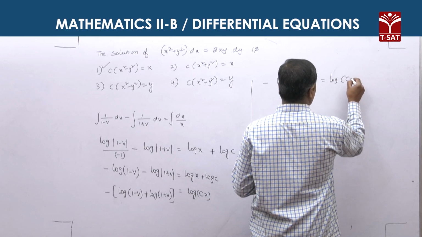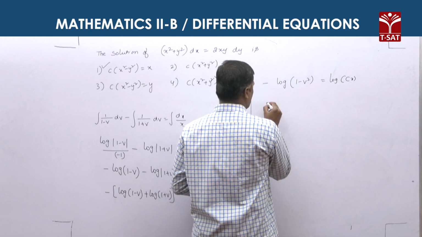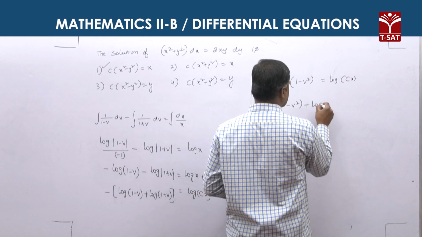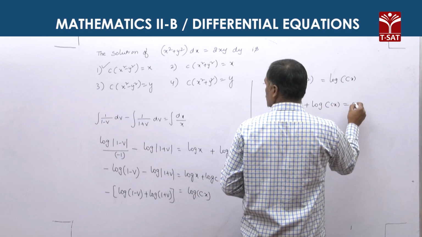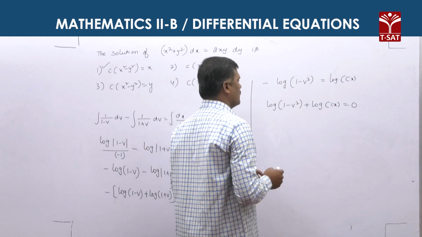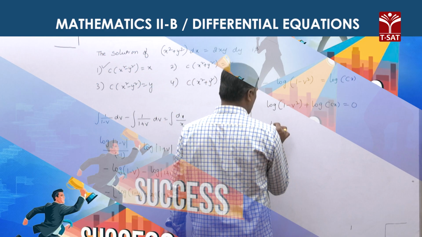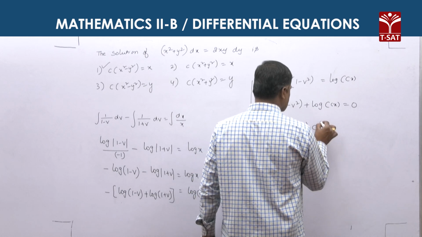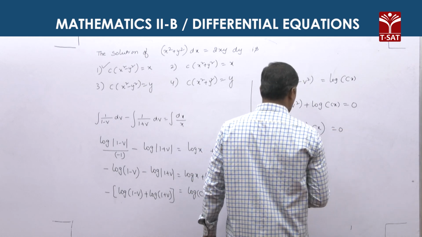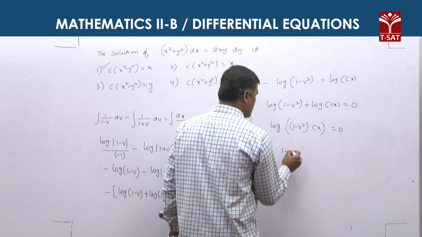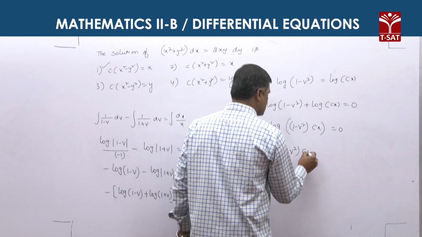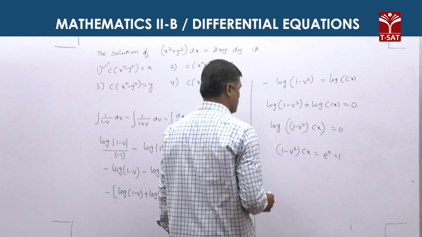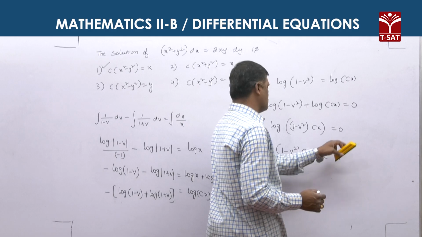So log of 1 minus v square plus log cx is equal to 0. Log a plus log b, you can write as log of a into b: 1 minus v square into cx is equal to 0. Therefore, 1 minus v square into cx is equal to e power 0, that is equal to 1. Here e power 0 is 1.